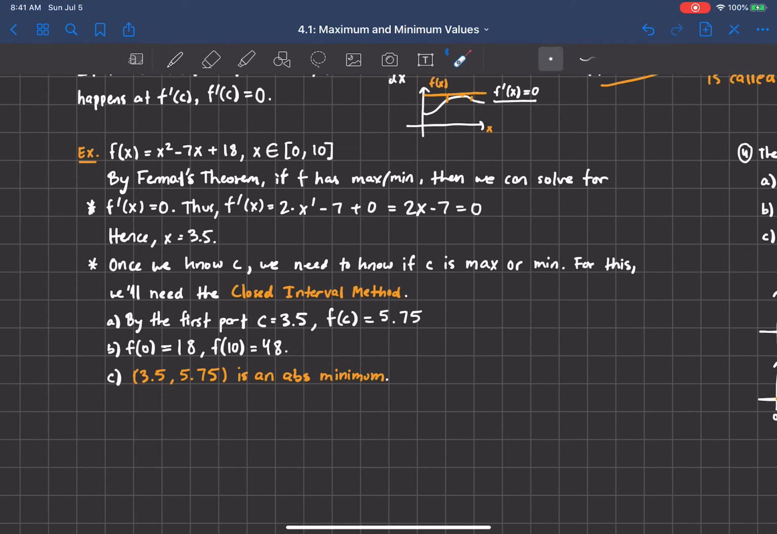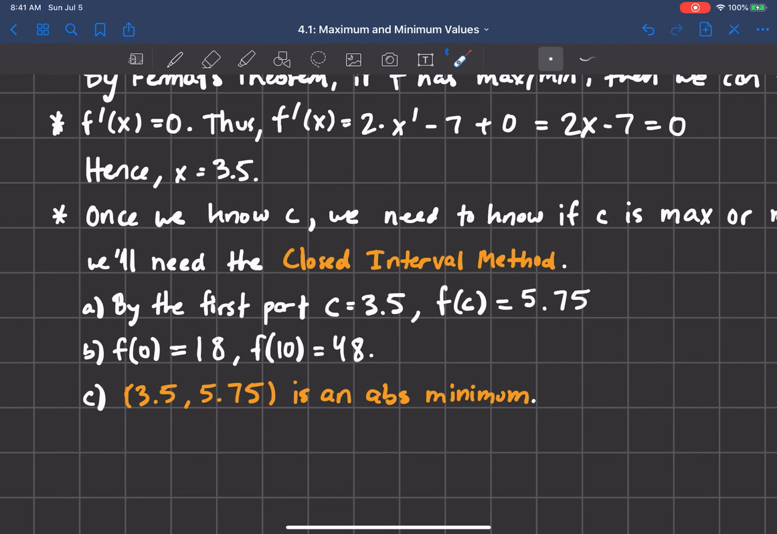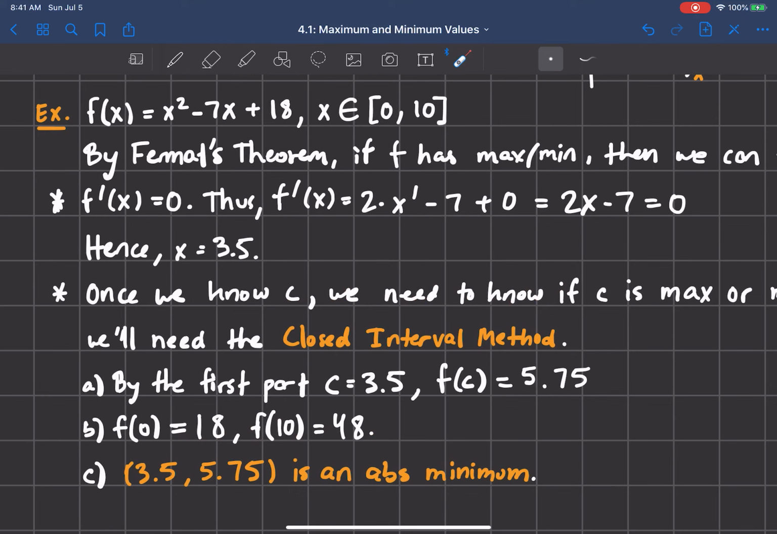So going back to our example, the quadratic, by the first part, we know that we have a critical number at 3.5. And when we plug that in, we get 5.75 as our value. Now we do part B, which is checking the endpoints. On the endpoints, you get that f of 0 is 18 and f of 10 is 48. Thus, the smallest we're going to get is in fact at f of c. 18 and 48 are both bigger than 5.75. So 5.75 must be an absolute minima within this domain.